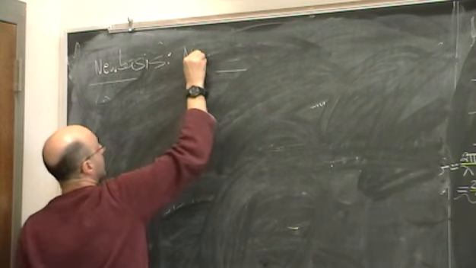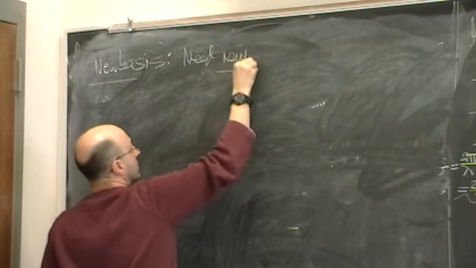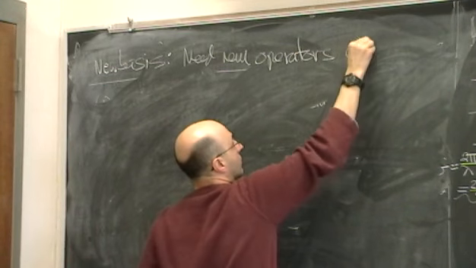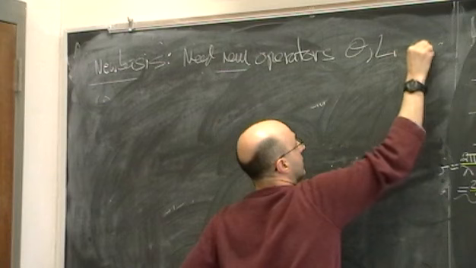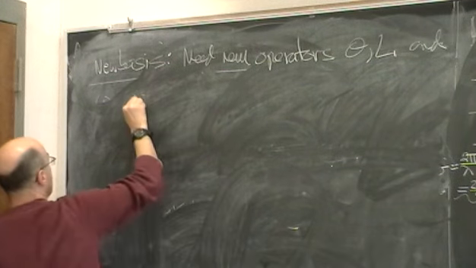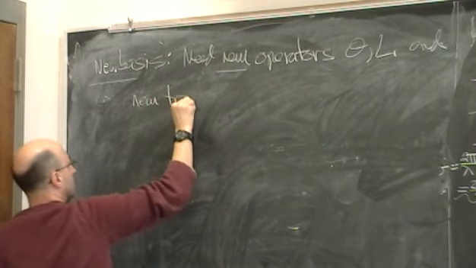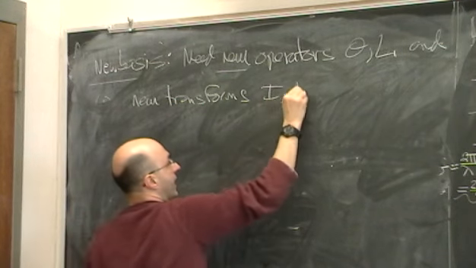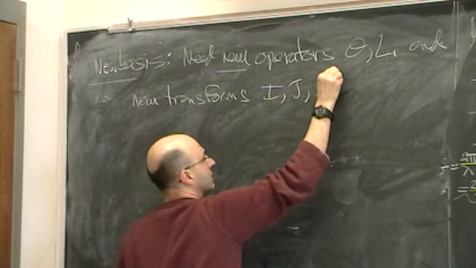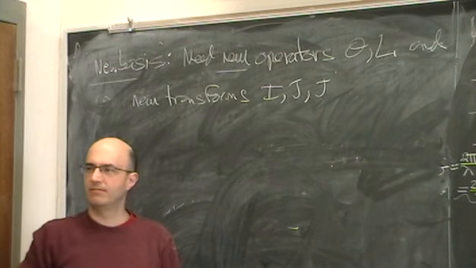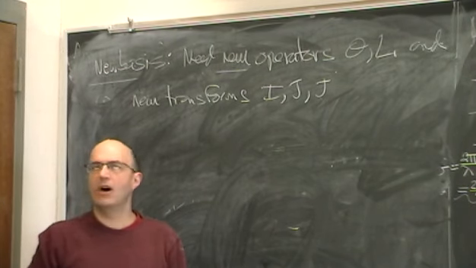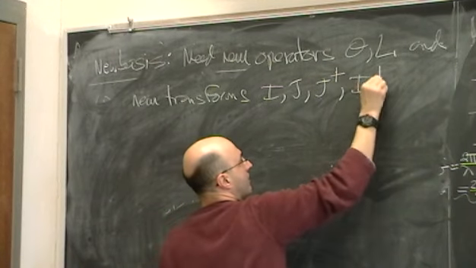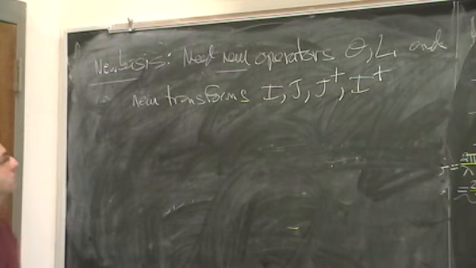New basis, and we need new operators, O and L, and new transforms. And those are what? I, J, J dagger. Did J dagger ever enter anywhere? I don't think we have it. Well, it may or may not come up. But certainly I dagger appears in the expression for the Hamiltonian.